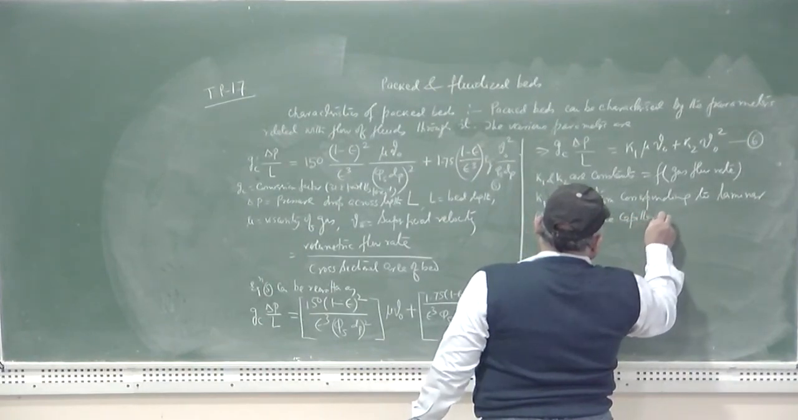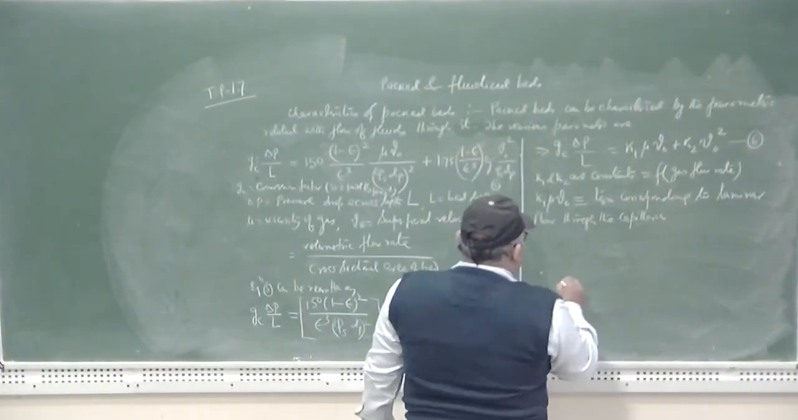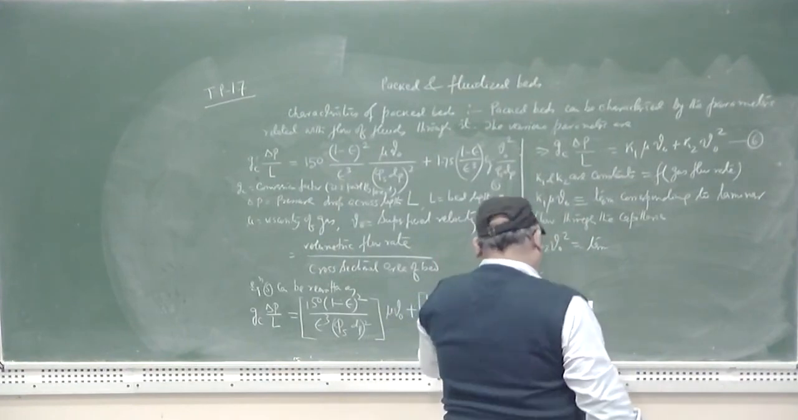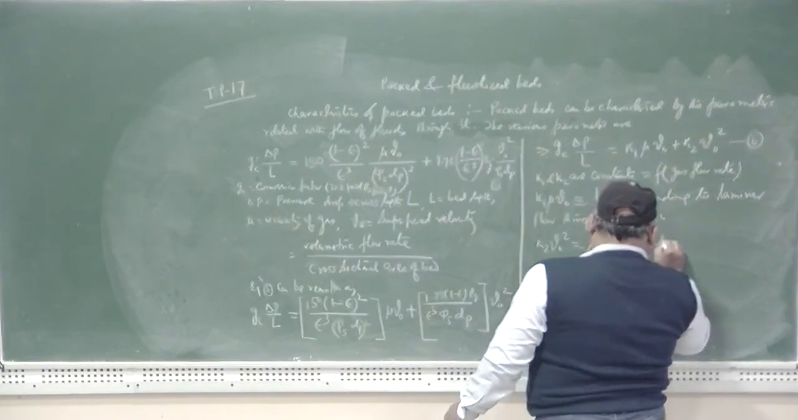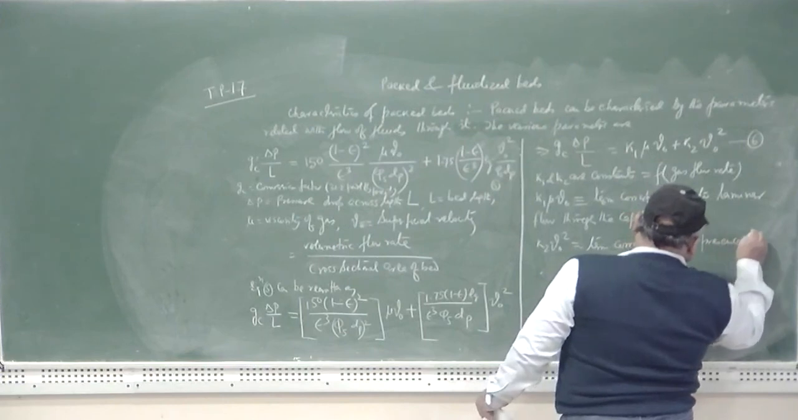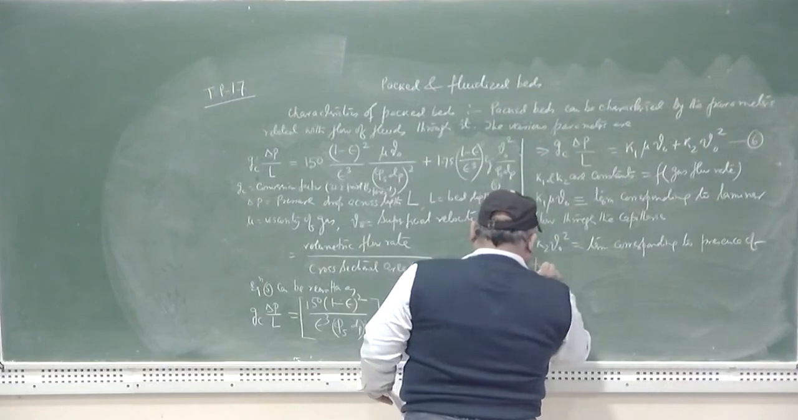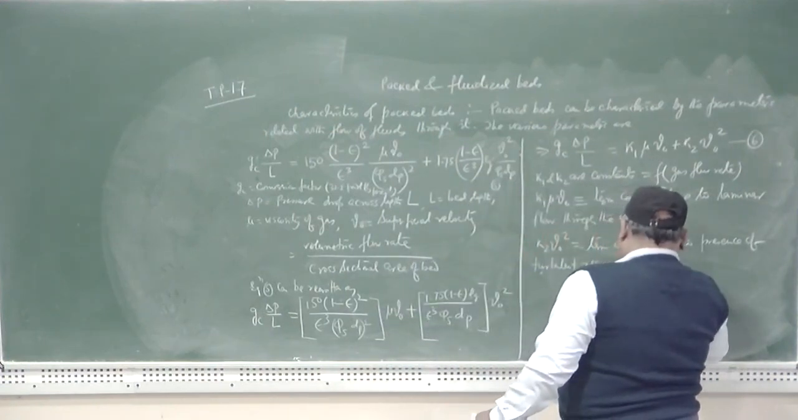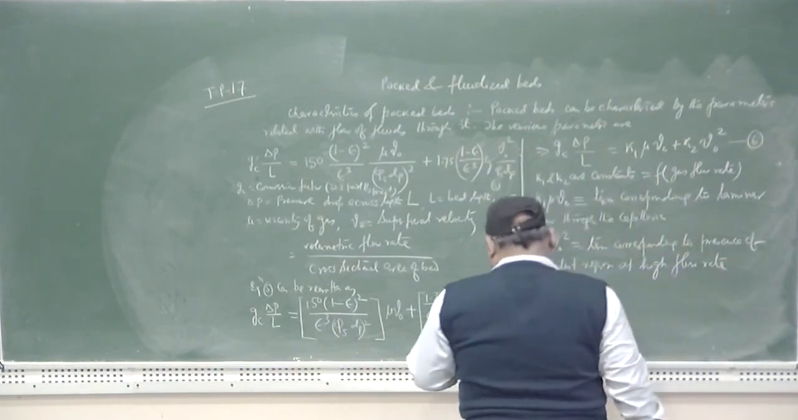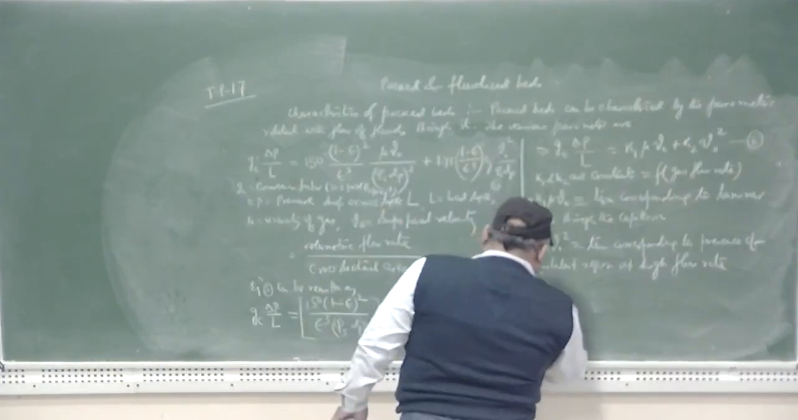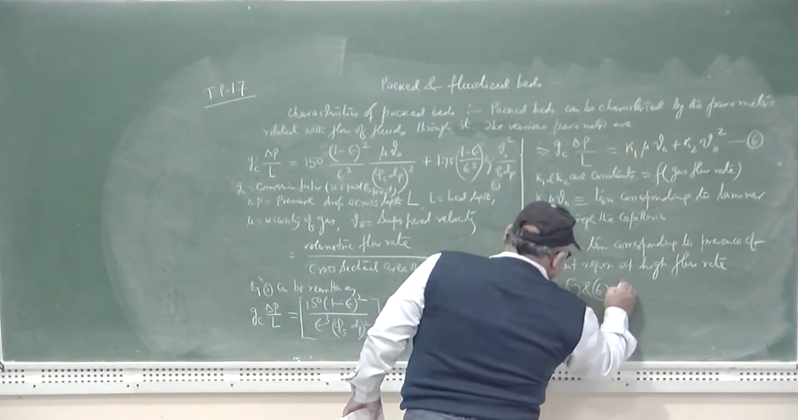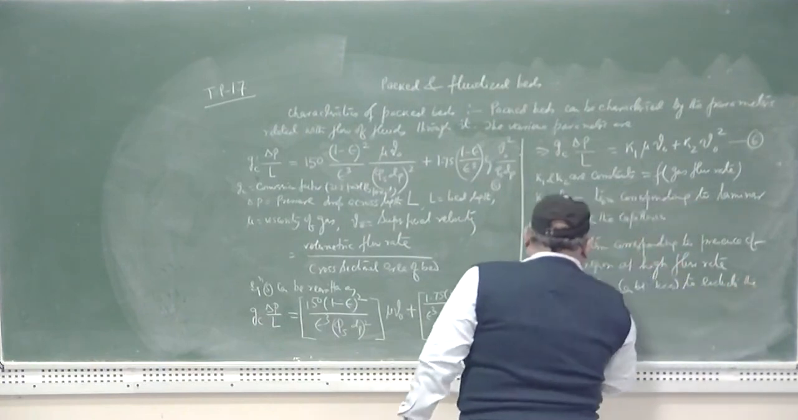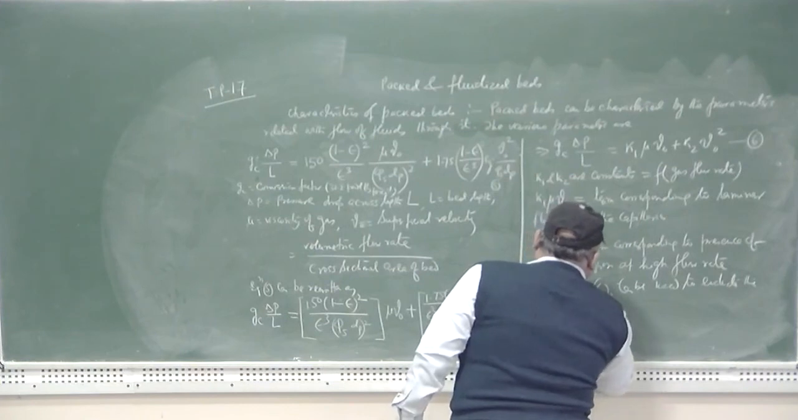So far as this term is concerned, K2 V naught square is a term corresponding to the presence of turbulent region at high flow rate. Both these equations 5 and 6 can be used to evaluate the pressure drop through the bed.